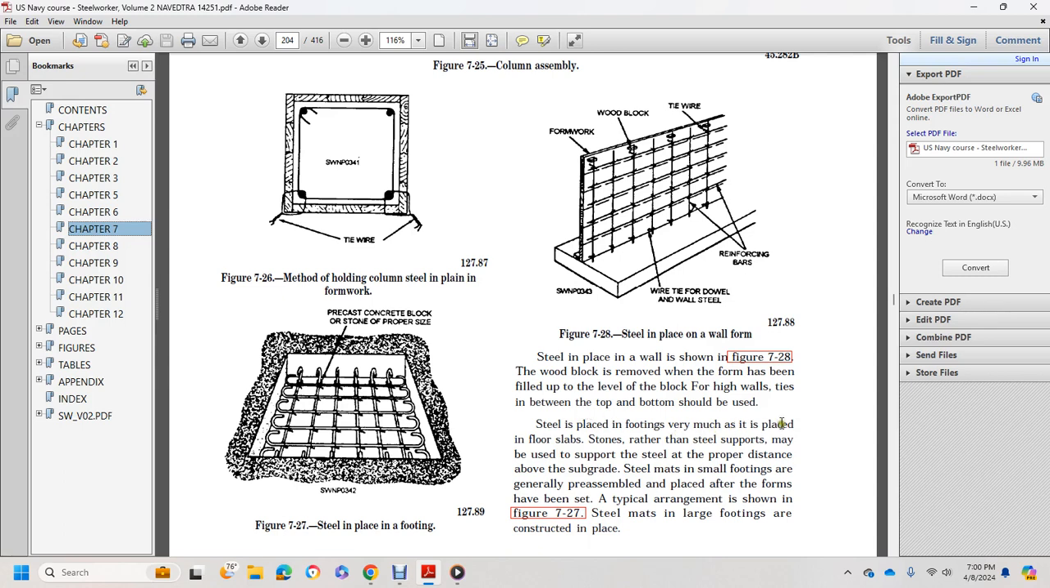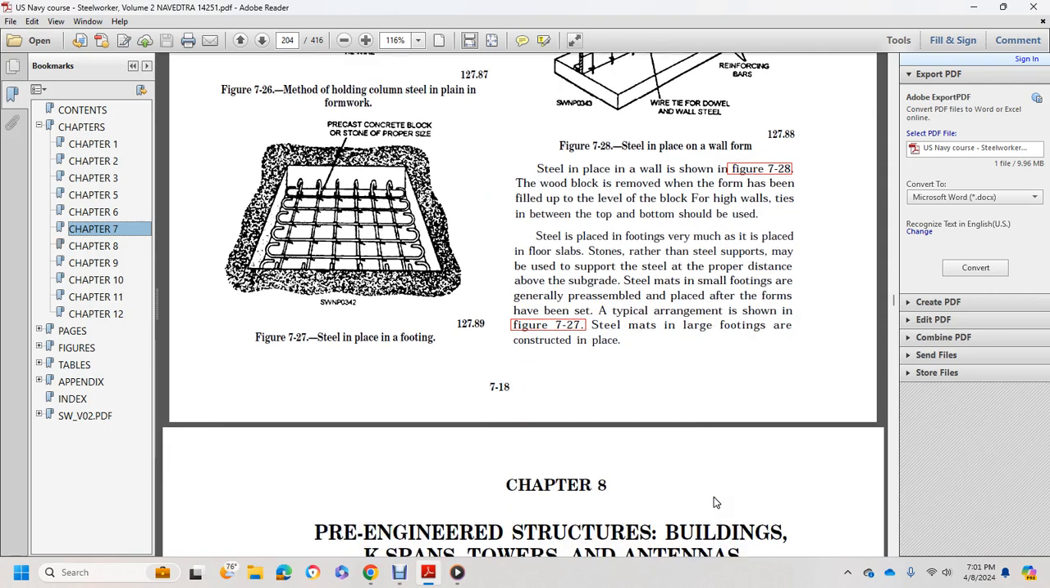Wire wall ties between the top and the bottom should be used. Steel placed in footings is very much the same as for slabs. Stone or brick rather than steel supports may be used to support steel at the proper distance above the subgrade. Steel mats and all small fittings are generally preassembled and placed after the forms have been set, with the typical arrangement shown in figure 727. The steel mats and the large fittings are constructed in place.